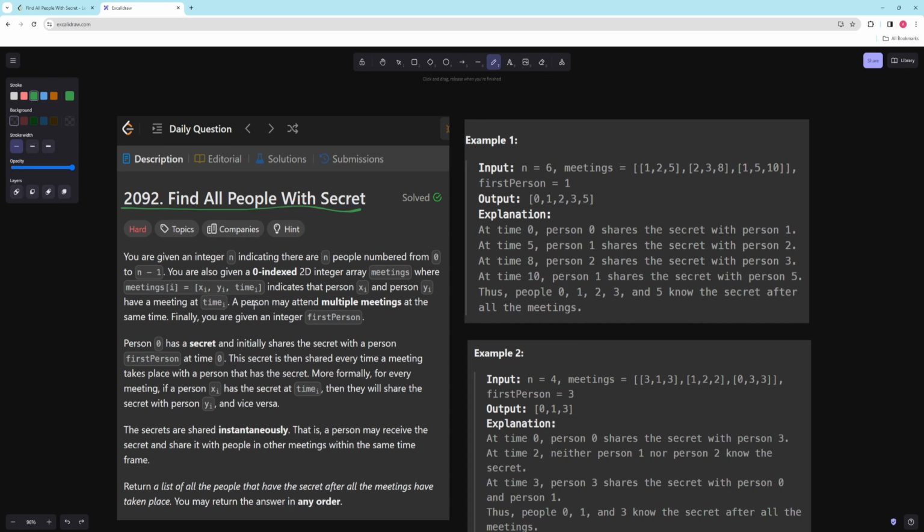Person 0 has a secret and initially shares the secret with a person first person at time 0. So this is worded a little bit weird, but essentially what they're saying is person 0 and first person will know the secret at time 0.